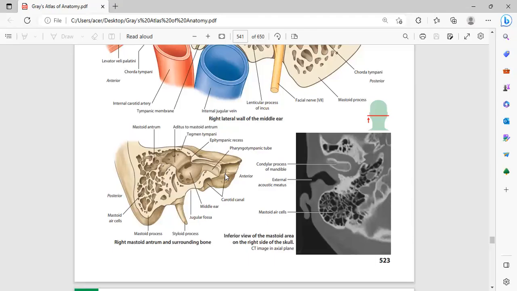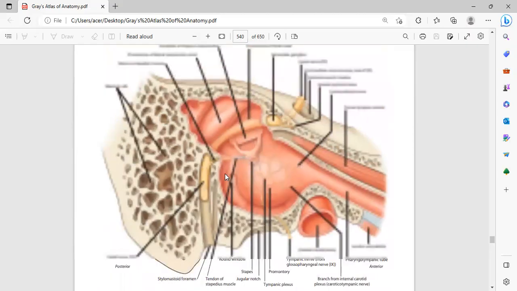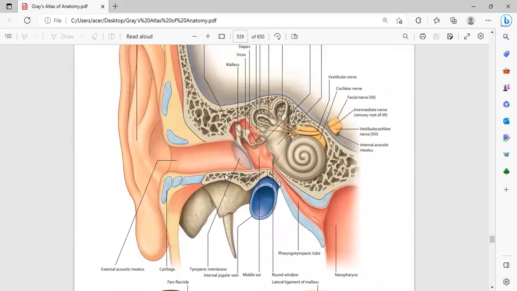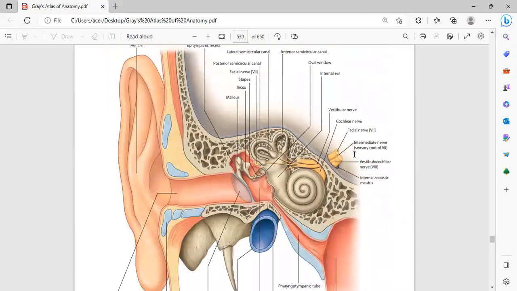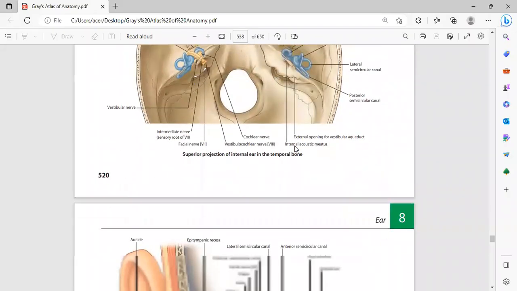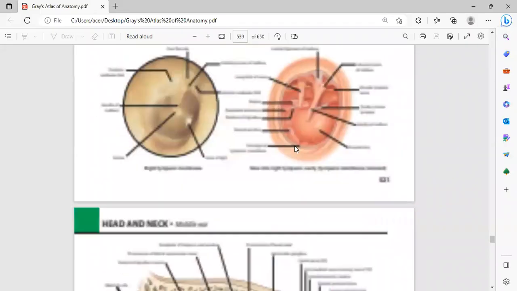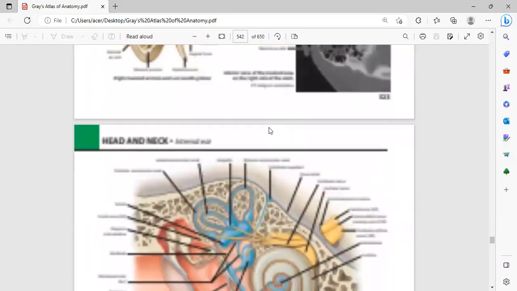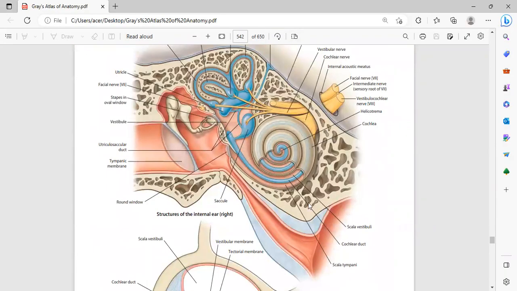Okay, now let's talk about the internal ear. So this part is the internal ear. It is again found in the bone, in the petrous part of the temporal bone. So this is the inner ear, and this is the petrous part of the temporal bone.